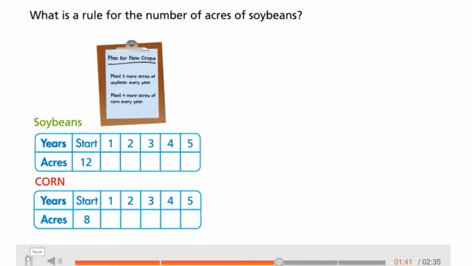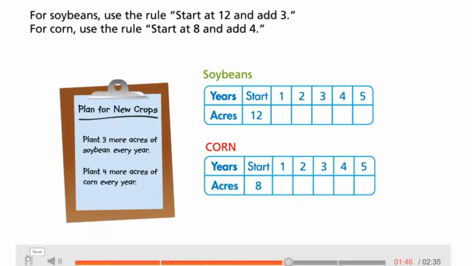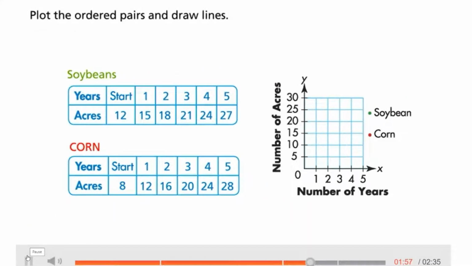What is a rule for the number of acres of soybeans? Select your answer. For soybeans, use the rule start at 12 and add 3. For corn, use the rule start at 8 and add 4. Plot the ordered pairs and draw lines.